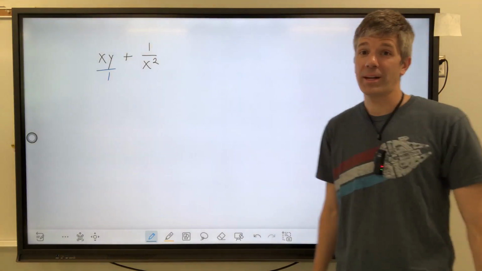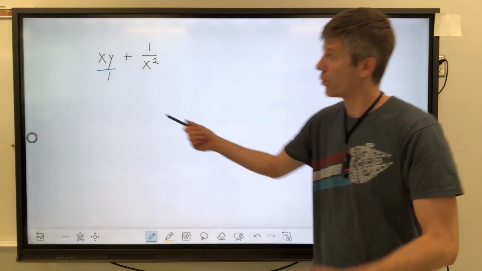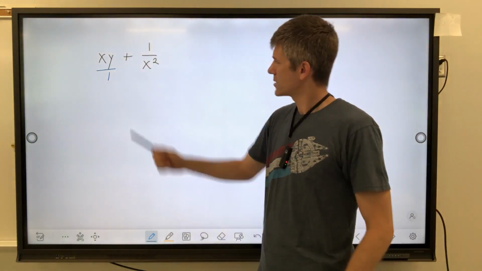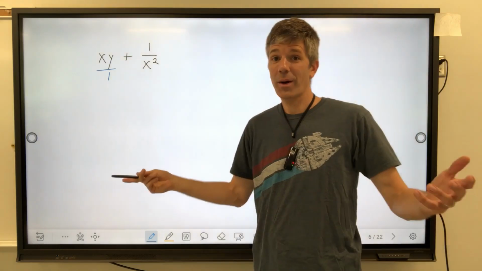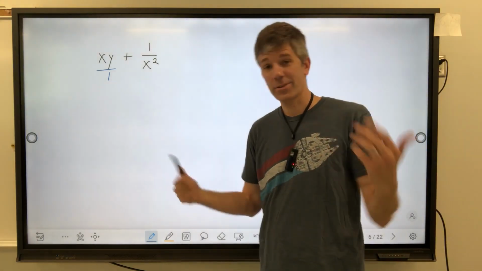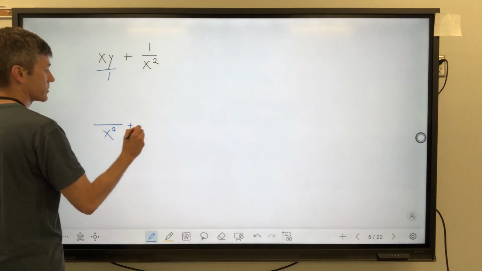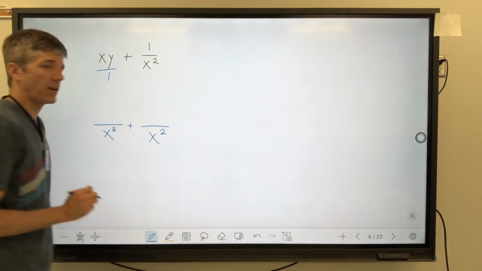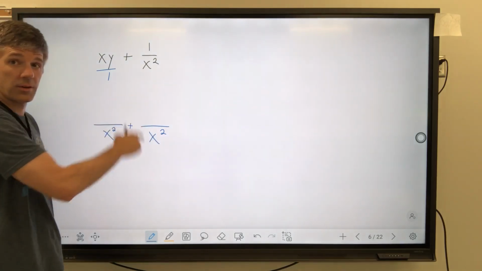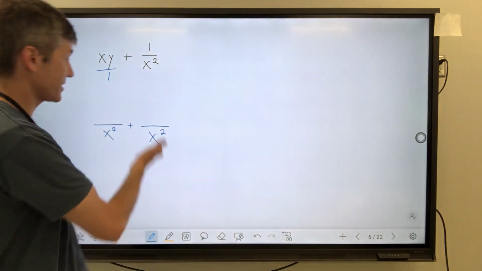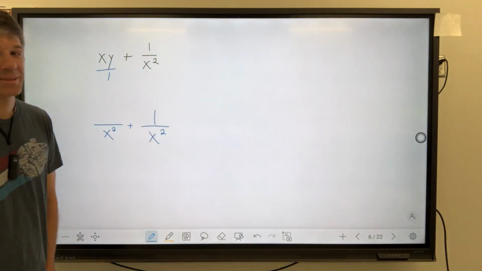We need a common denominator, and that common denominator is, 1 times whatever is just whatever. So 1 times x squared is just x squared. So 1 goes into x squared, x squared goes into x squared. So our common denominator is going to be x squared. Let's start with the easy one first. If I wanted to change this fraction right here, what would I do? Well, I would just don't. Keep it exactly the way it is.